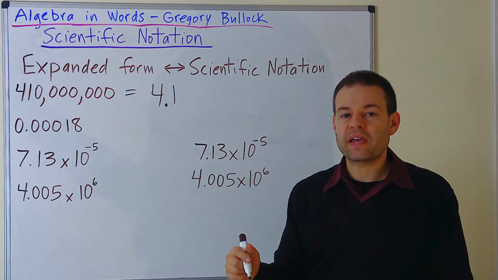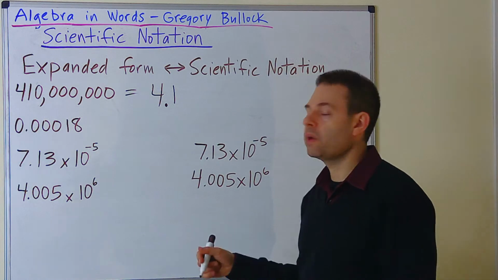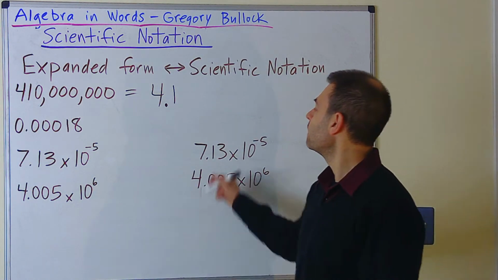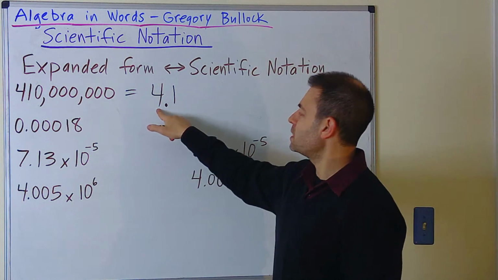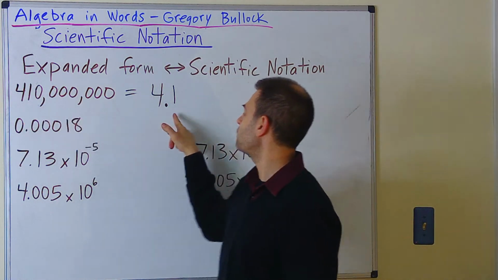If they don't specify how many digits, there's basically no rule at that point. You might want to ask your teacher about that. Alright, so we wrote the first non-zero digit, then the decimal, and then any digits that were after the decimal.